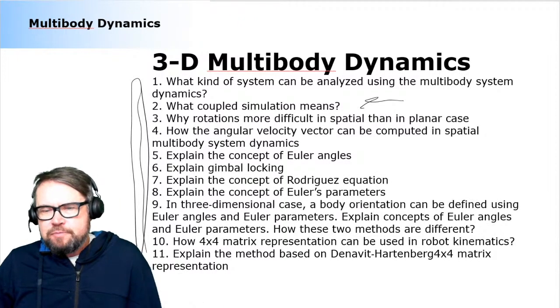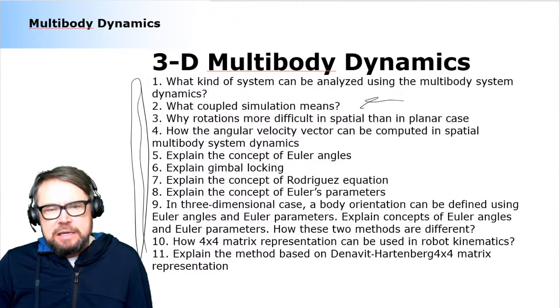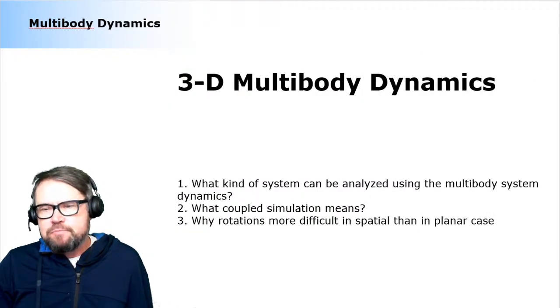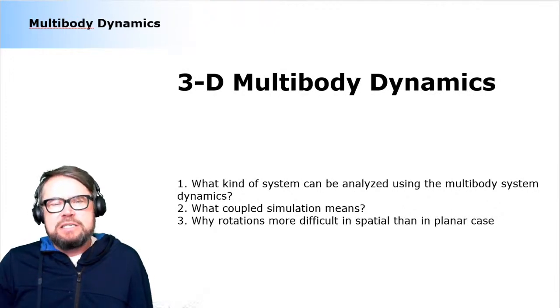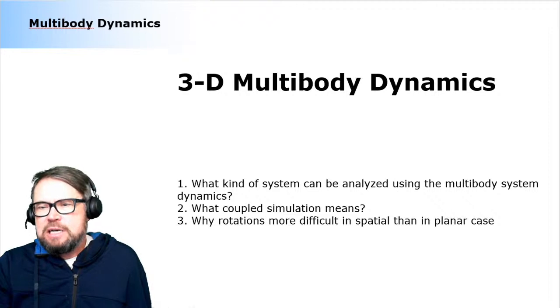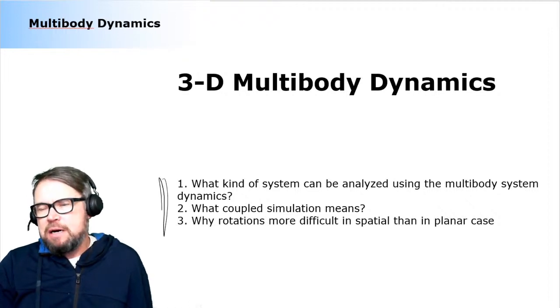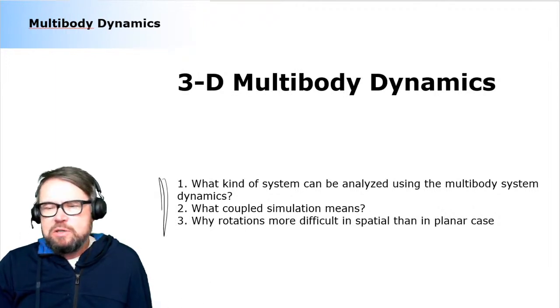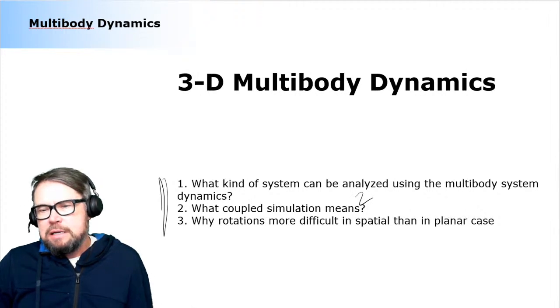Okay. And the rest of the questions you can see here. And now it goes such that once we move on to details, I'm always telling you that next I'm about to explain the things that are related to these questions. The first set of questions is like, what kind of system can be analyzed using multibody system dynamics? And what coupled simulation means, which we already addressed, so no need to go there. And why rotations are more difficult in spatial than in a planar case. I can see that there is a spelling mistake, so I need to fix that.